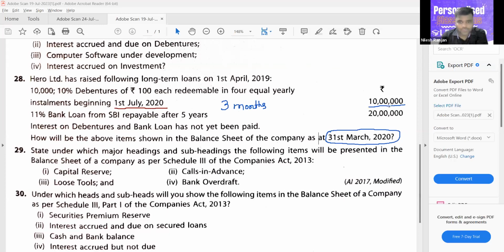Now you have calculated 10%. It is 10% is the interest rate. You don't have to calculate. It is already transferred to current liabilities. The amount will be, because it is written redeemable in 4 equal yearly installments, 10 lakh divided by 4, it will be 2,50,000 each.